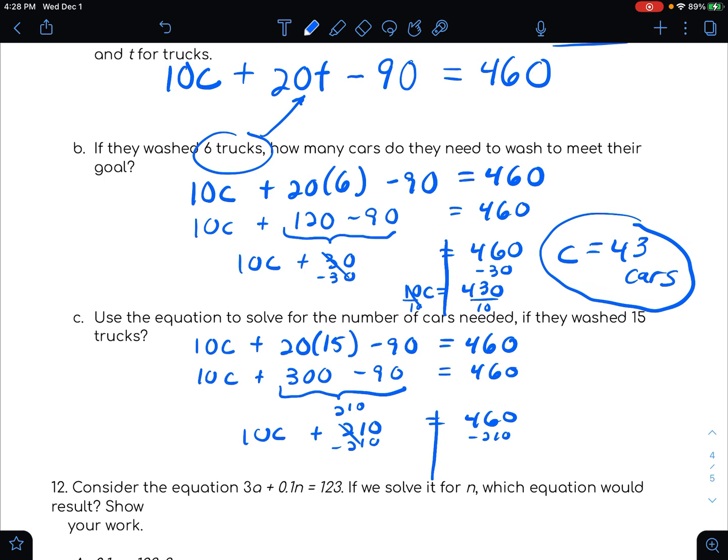Now I will solve, subtracting 210 from both sides. I get 10C is equal to, let's see, 460 minus 210 would be 250. All right, and dividing by 10, 10 times what is 250? 10 times 25. 250 divided by 10 would be 25 cars they would need to wash.